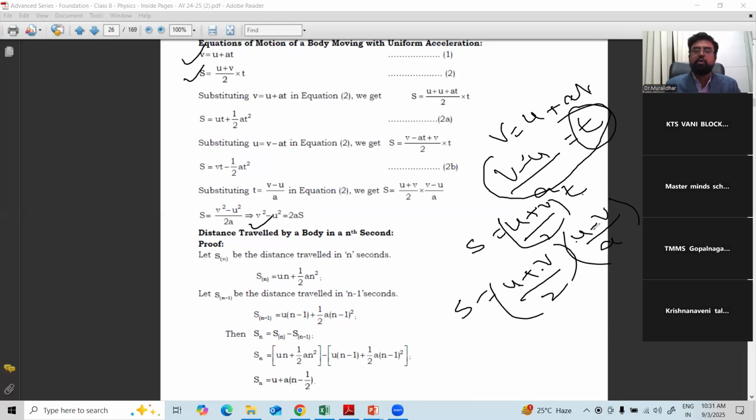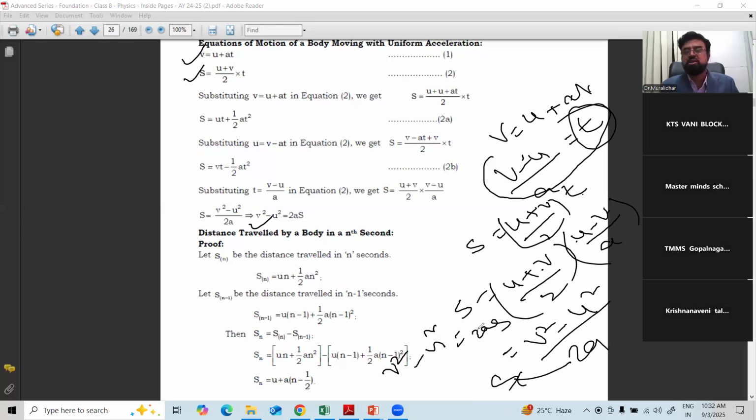This is a plus b into a minus b, a square minus b square, whatever it may be, into 2 into a, 2a. Yes. You take 2a to this side. So v square minus u square is equal to 2as. Simple. So the first one is derived from the acceleration statement.